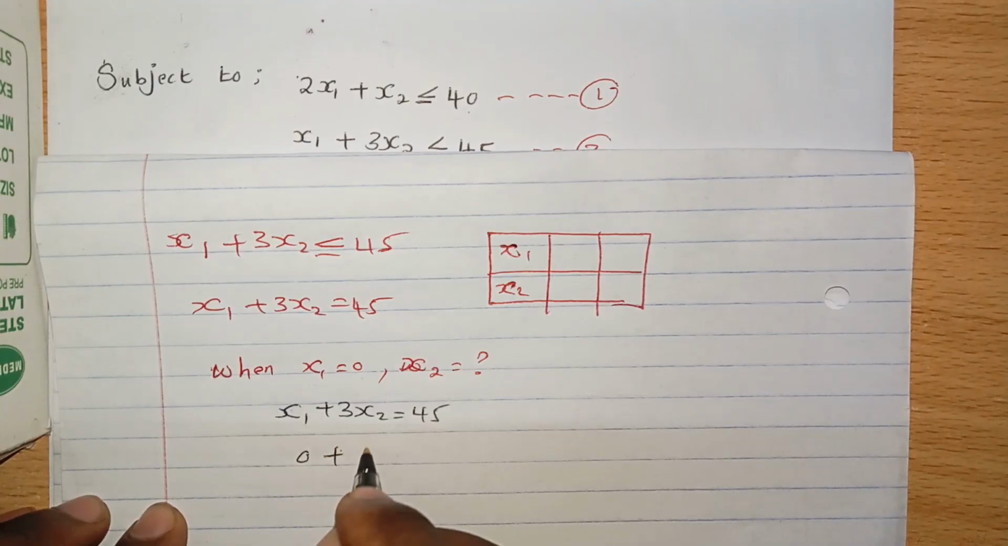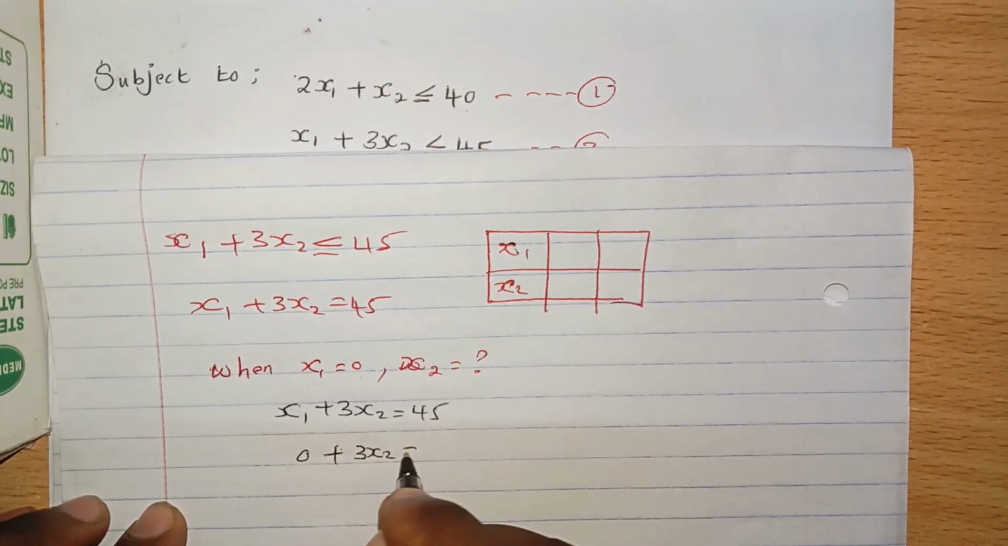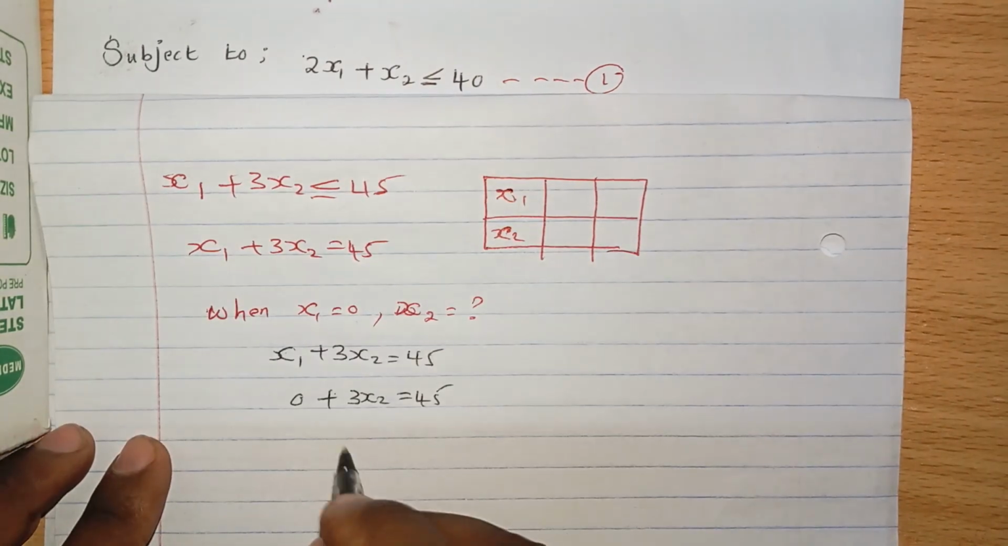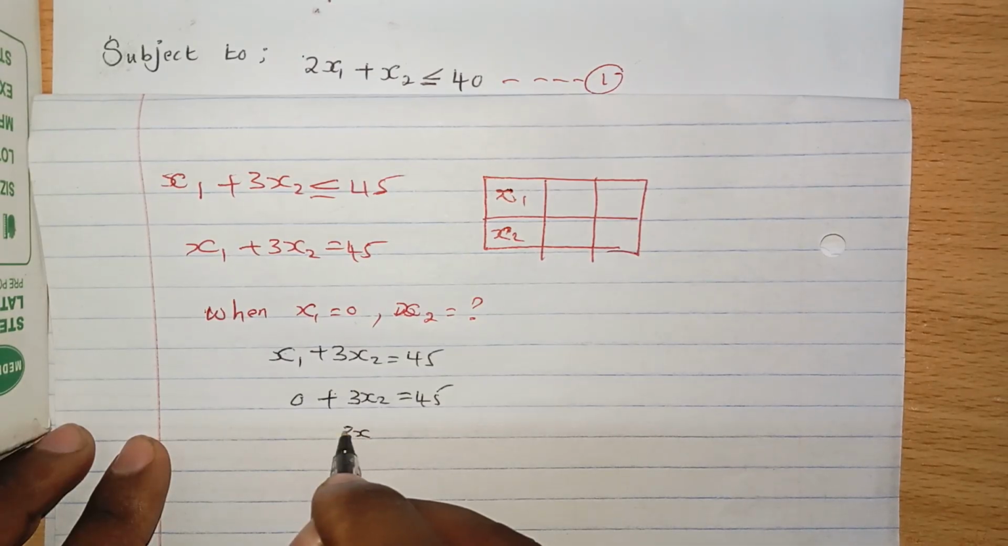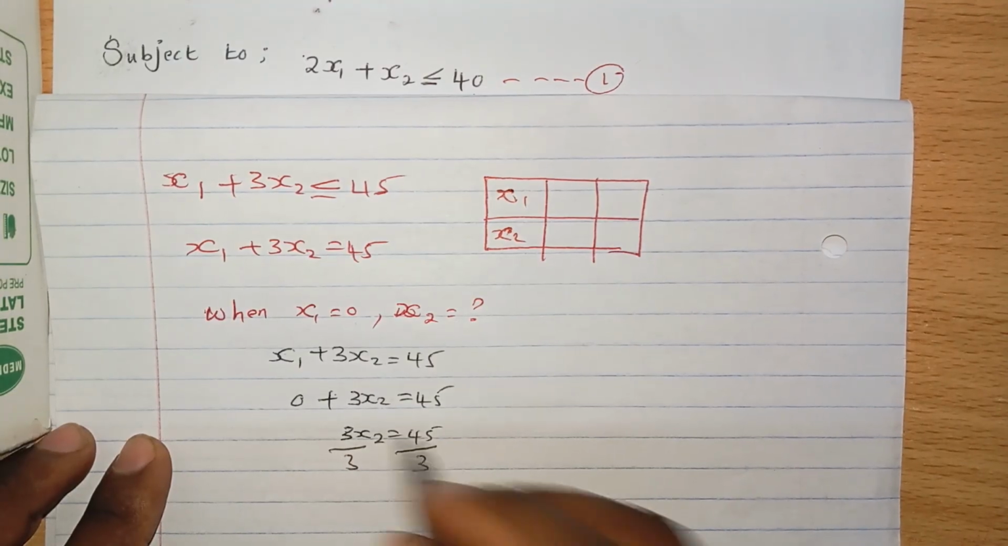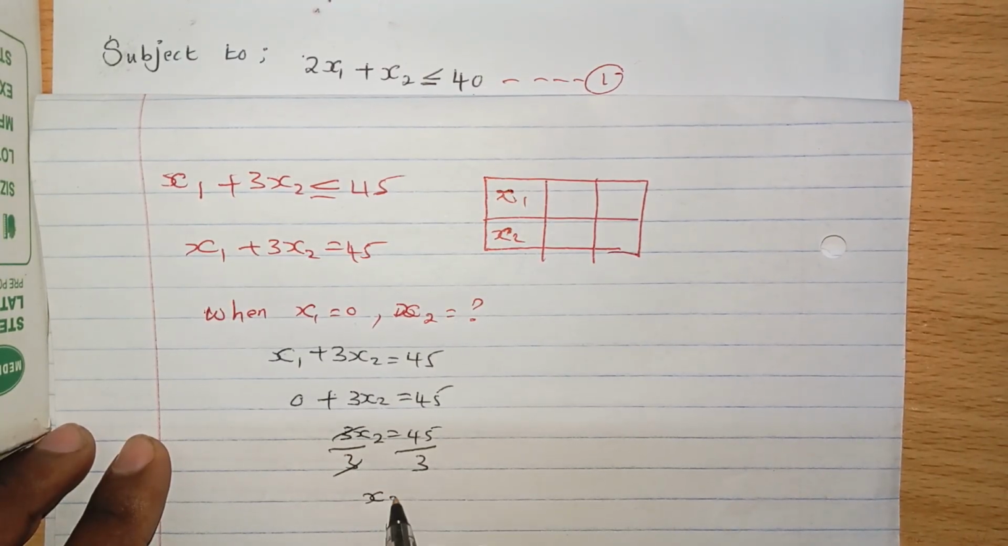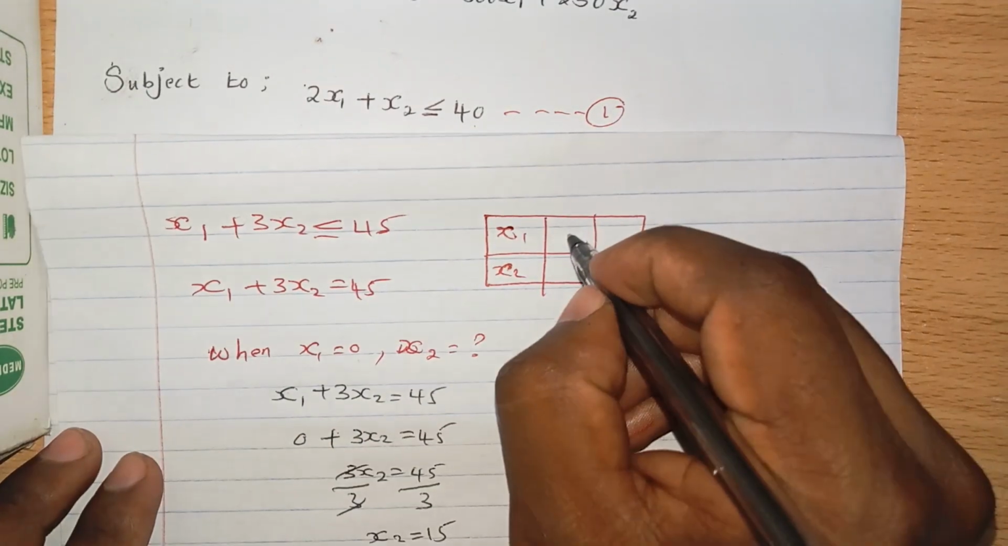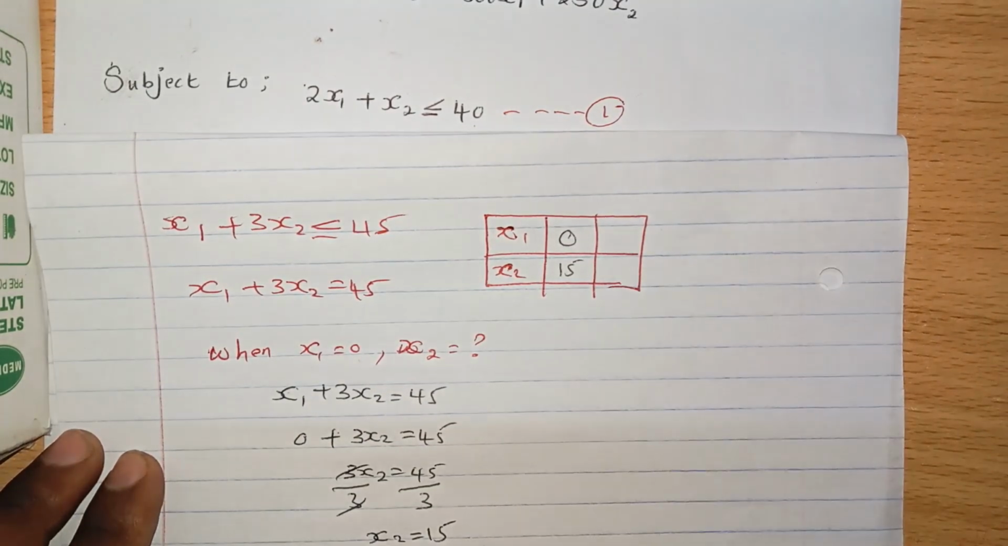So it is 0 plus 3x2 is equal to 45. So 3x2 is equal to 45. We divide by 3, we divide by 3. So x2 is equal to 15. So when x1 is 0, x2 is 15.